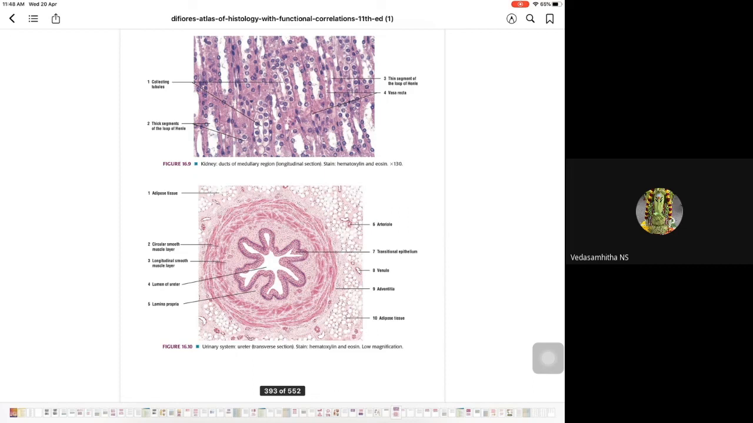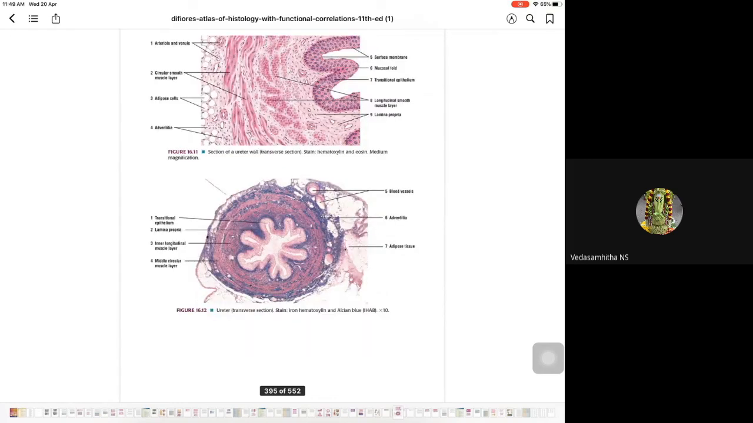adipose tissue. There is one layer missing here in ureter. Submucosa also. Yes. Section of a ureter wall, transverse section, stain hematoxylin and eosin, medium magnification, arteriole and venule, circular smooth muscle layer, adipose cells, adventitia, surface membrane, mucosal fold, transitional epithelium, longitudinal smooth muscle layer, lamina propria. Super. See the lamina propria sitting directly over the muscle layer. Okay, so no submucosa there.